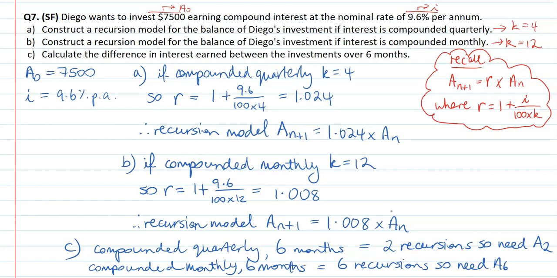And to start off, like I said, you need to figure out how many recursions you need to get to the 6 months. So for compounding quarterly, there's 2 quarters in 6 months, so we need 2 recursions. So we're after the A2 term of the balance. If it's compounding monthly, for 6 months we need 6 recursions, so we're after the A6 balance.